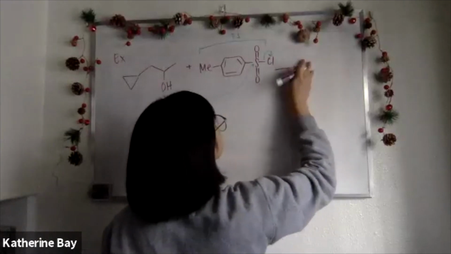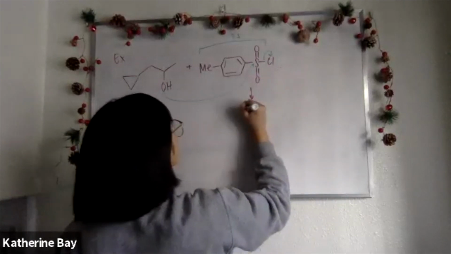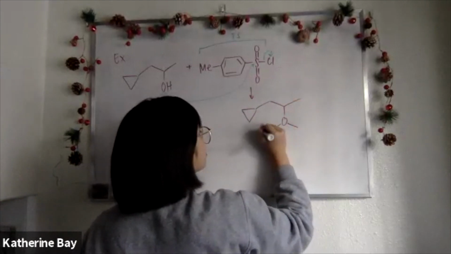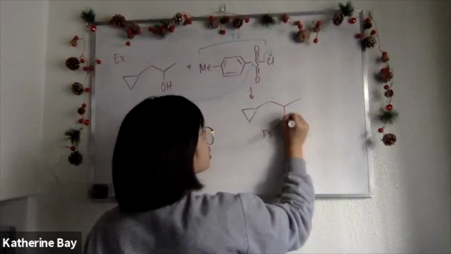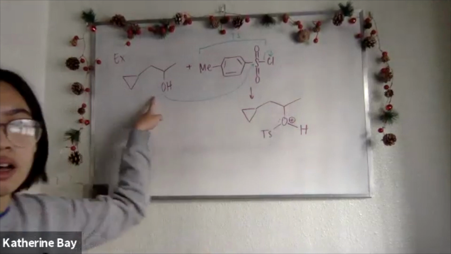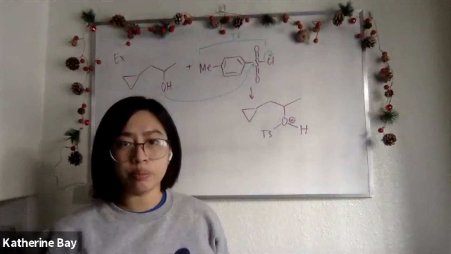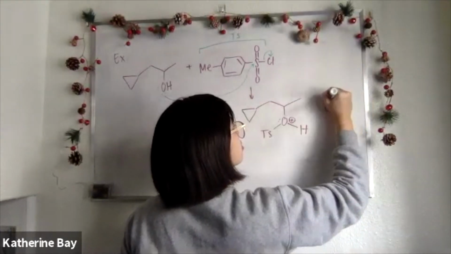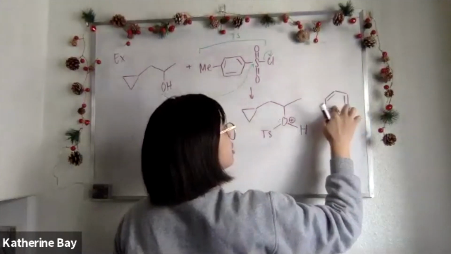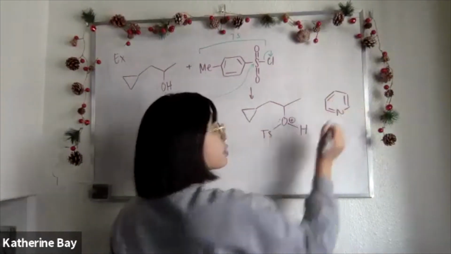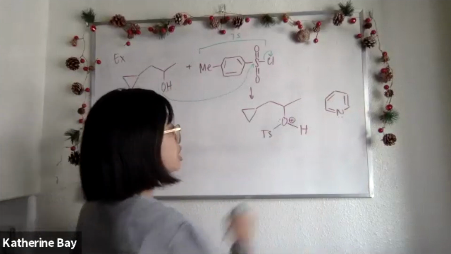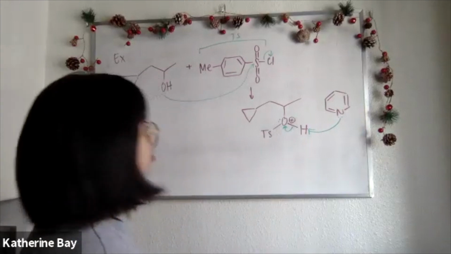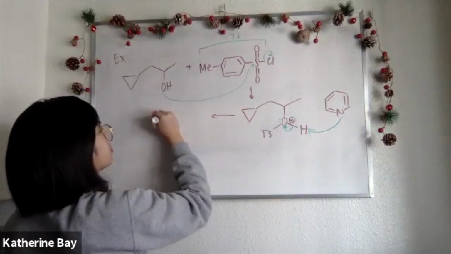And this forms the oxygen now attached to a tosyl group, but the hydrogen that was originally bonded to the alcohol is still there. So because of that, we're going to bring in pyridine, which is a base. And the lone pair on nitrogen is going to deprotonate that extra hydrogen. And from here, we form just the OTs group.